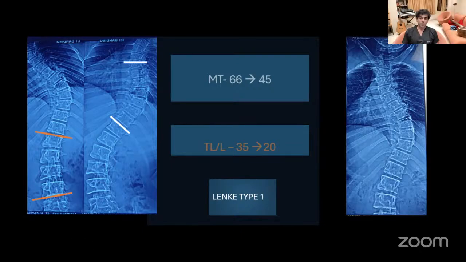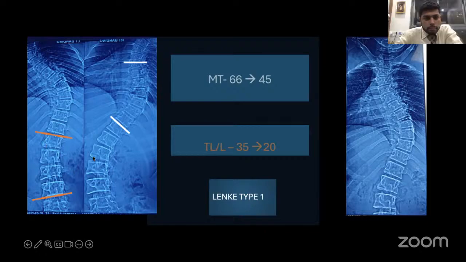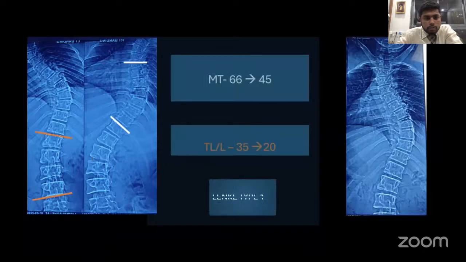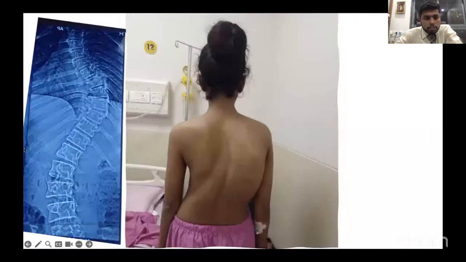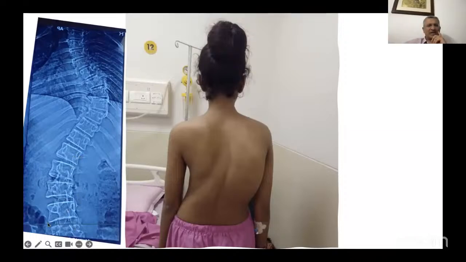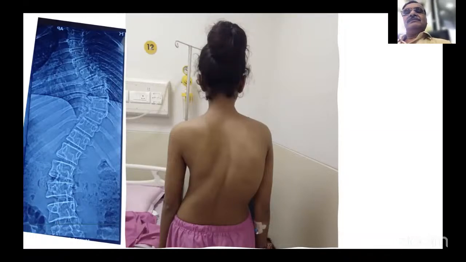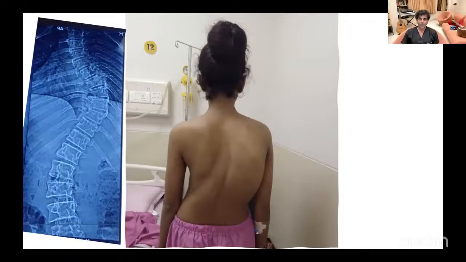Arjun, what do you think? 1AR or 1AL? These are bending films, so straighter films for the classification. But if you see here, it's definitely 1AL. This is completely rotated away. Yes, 1AL. So those are bending, it's a favorable tilt of the L4.